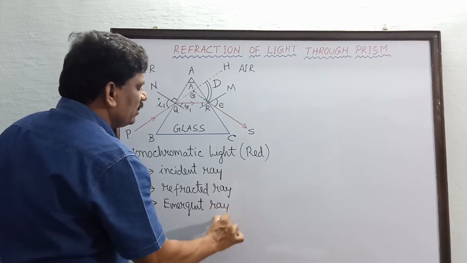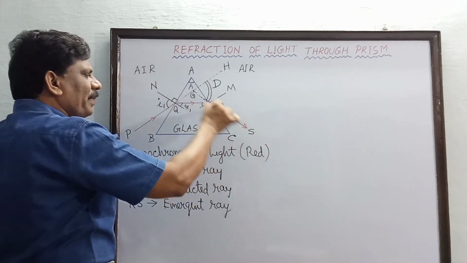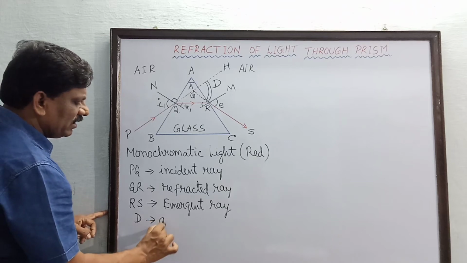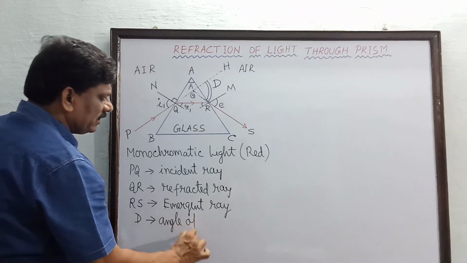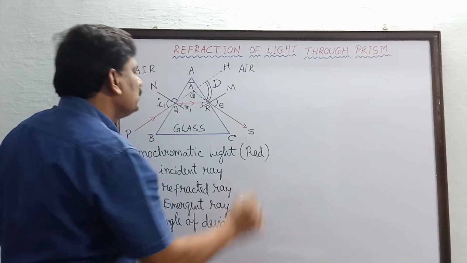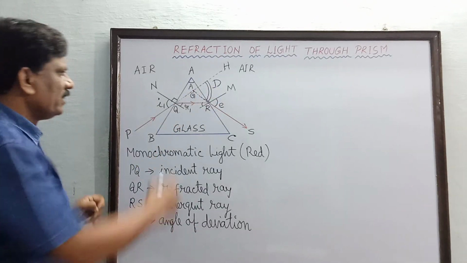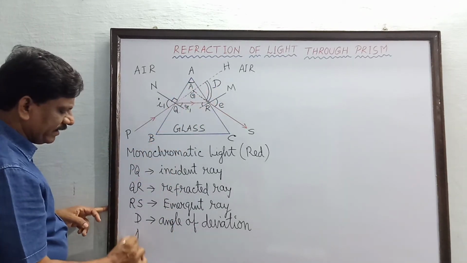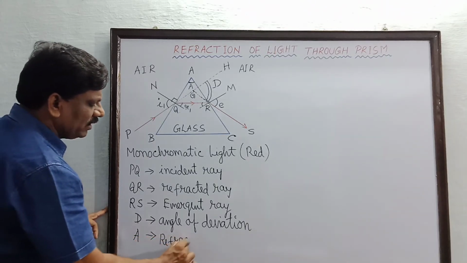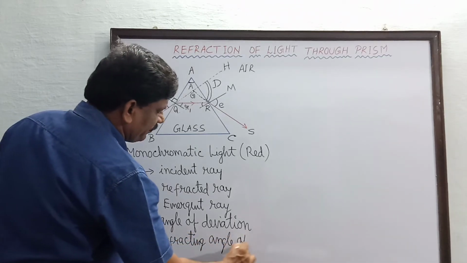Emergent ray. So the angle between the incident ray produced and the emergent ray is called the angle of deviation. So capital D represents the angle of deviation. And capital A, this angle A, represents the refracting angle of the prism.